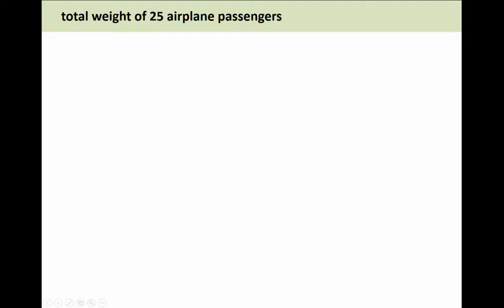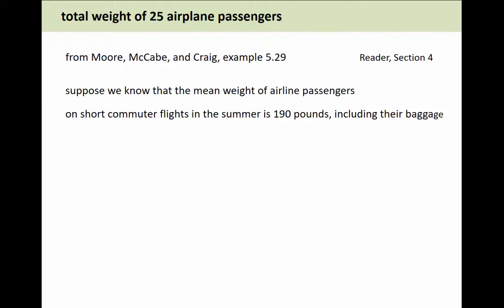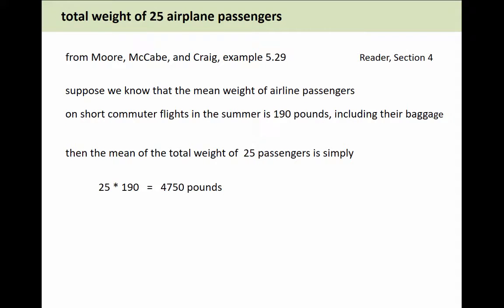So we use this little teaching example with the total weight of 25 airline passengers, and again, credit where credit is due to Moore, McCabe, and Craig. We looked at this already in section 4. We said we knew that the mean weight of the passengers themselves was 190 pounds, including their baggage, and I'm just repeating this in case you didn't watch those earlier narrated PowerPoints. The mean of the total weight for 25 passengers we worked out was simply 25 times 190, or 4750 pounds.